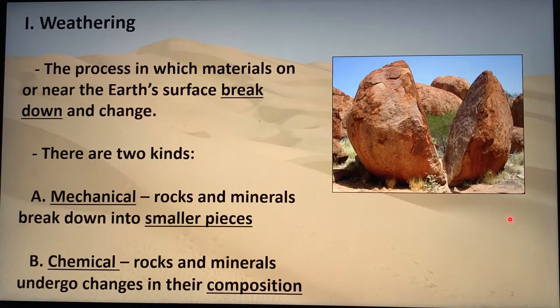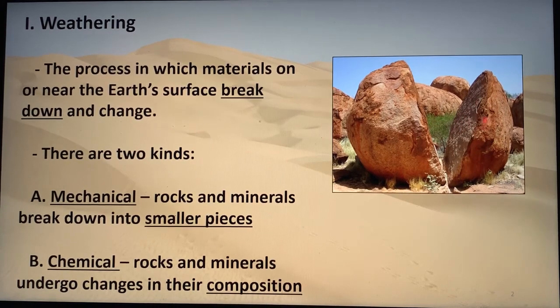Mechanical is the rocks and minerals breaking down into smaller pieces, like you see here in this picture. That is just a great big boulder that broke in half, and the left side is still the same material as the right side. But at the same time, it's chemical weathering, meaning that the rock's composition has changed. Now, maybe not the inside. You see this light part here? This is probably not changed, but you see how it's darker on the outside?